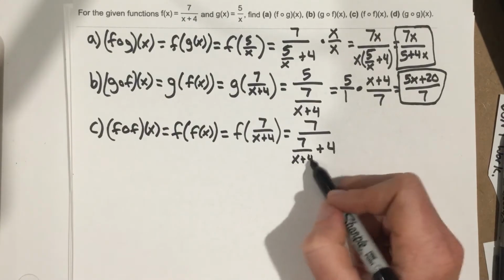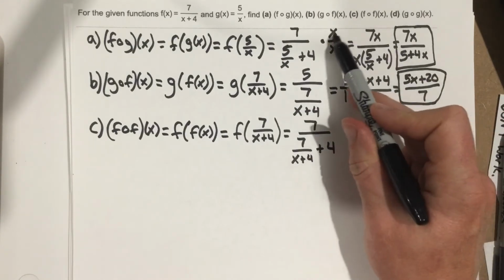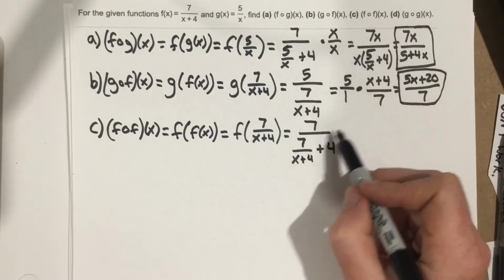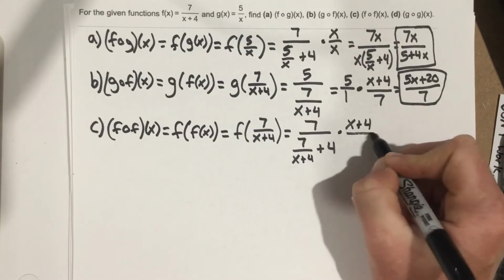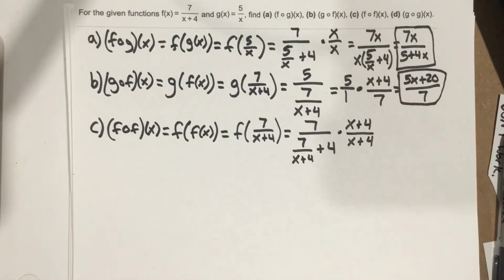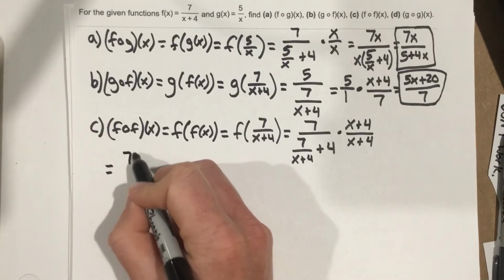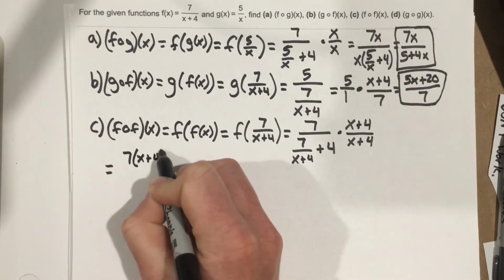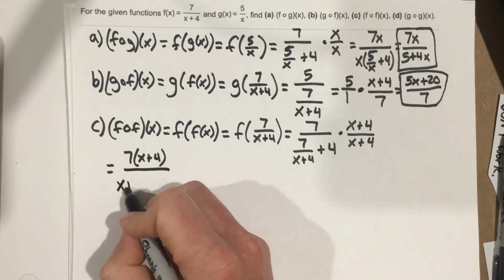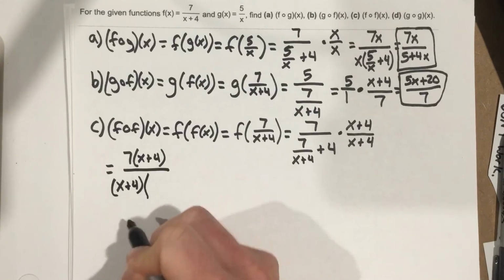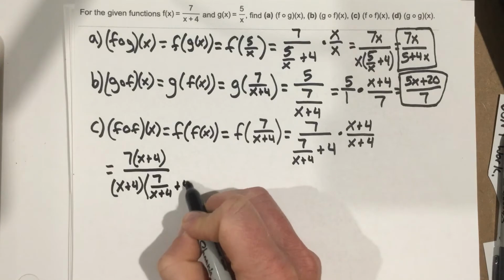Now you see we have a denominator that's inside of another denominator. We're going to do the same thing we did up here, except instead of multiplying by x over x, we'll multiply by x plus 4 over x plus 4. When we do that, we're going to get 7 times x plus 4 on top over, this will be x plus 4 times 7 over x plus 4 plus 4 on the bottom.